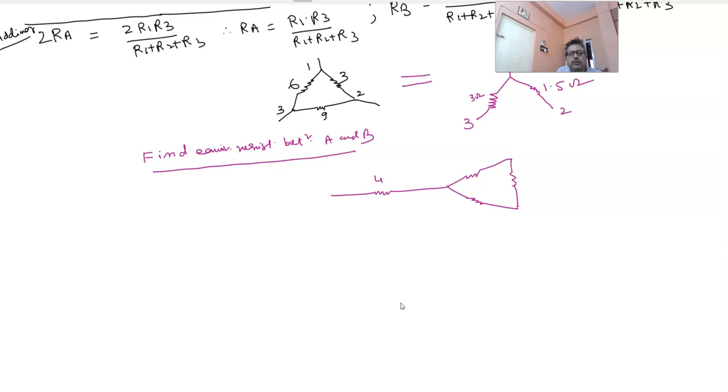This one is 4 ohms. This one is your 3 and 9 ohms, and this one is 6 ohms. This one says 7.5 ohm. This one 8 ohms. I can make it more complicated, but not required now.